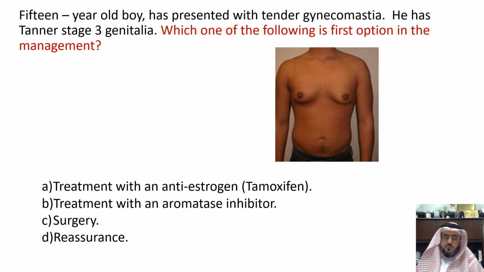Opposite to the female, where the breast keeps increasing in the staging of breast development, here there will be a sort of regression after 2 to 3 years. And that is what is called pubertal gynecomastia. It's present in about 60% of male adolescents during puberty.